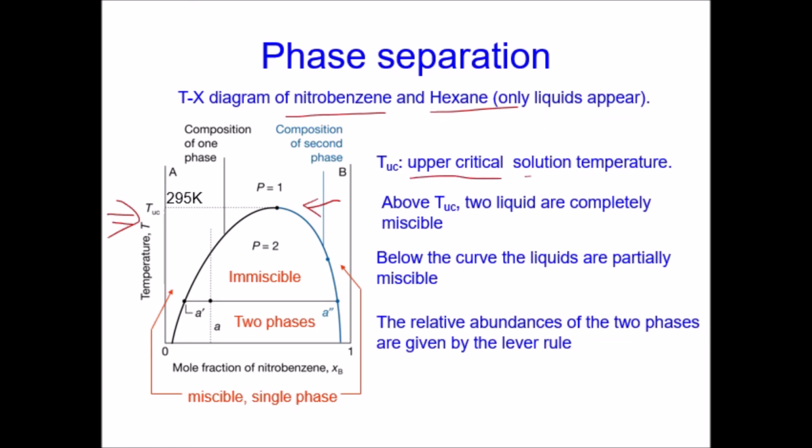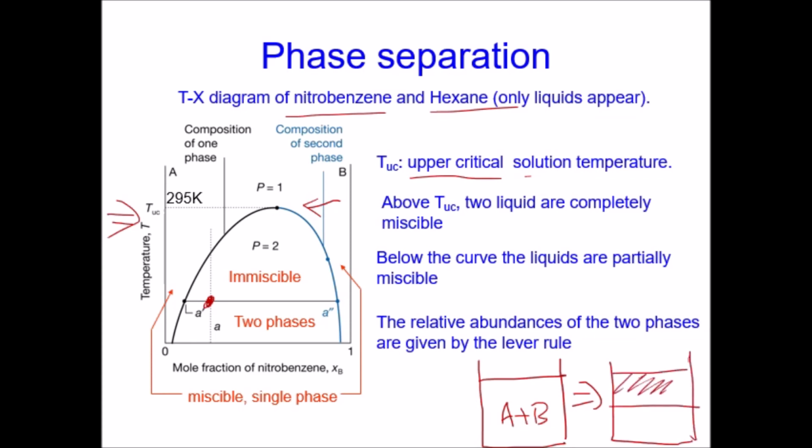Above this temperature, two liquids combined form a single liquid. So if you have an A-B mixture, you only see one phase above the upper critical temperature. Now below this temperature, however, for example, if the point falls in here, then it will separate into two phases. So it goes to two liquids. One we call phase 1 or alpha phase. The other we call phase 2, the beta phase.